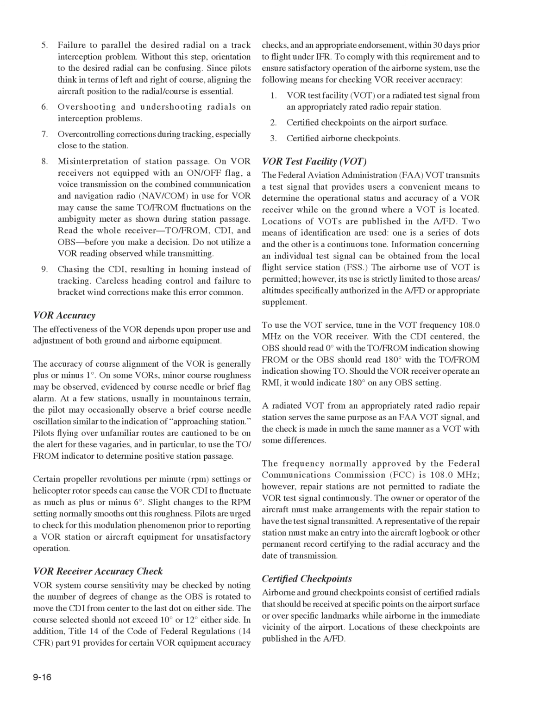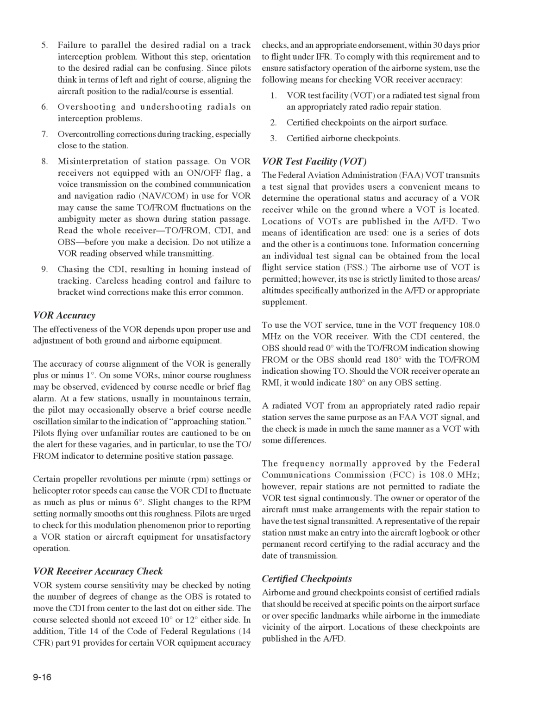VOR accuracy. The effectiveness of the VOR depends upon proper use and adjustment of both ground and airborne equipment. The accuracy of course alignment of the VOR is generally plus or minus 1 degree. On some VORs, minor course roughness may be observed, evidenced by course needle or brief flag alarm. At a few stations, usually in mountainous terrain, the pilot may occasionally observe a brief course needle oscillation similar to the indication of approaching station. Pilots flying over unfamiliar routes are cautioned to be on the alert for these vagaries, and in particular, to use the to/from indicator to determine positive station passage.